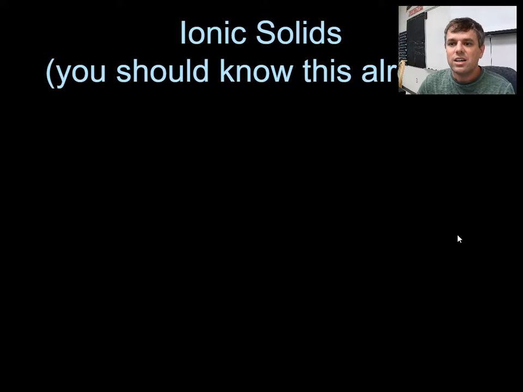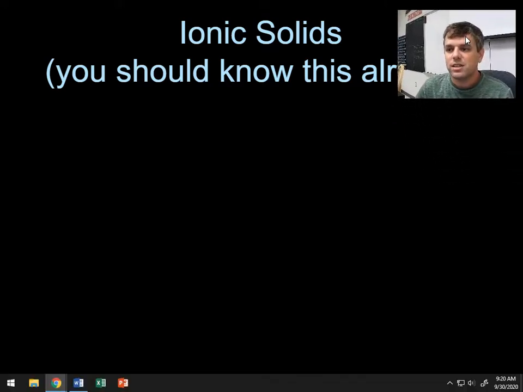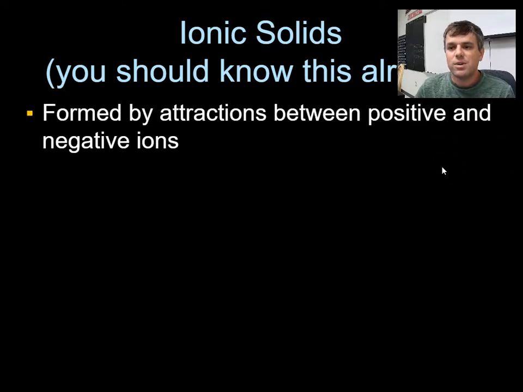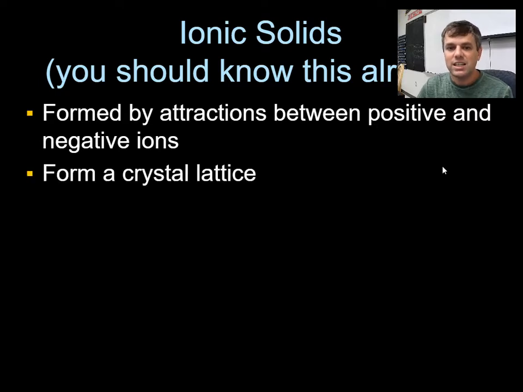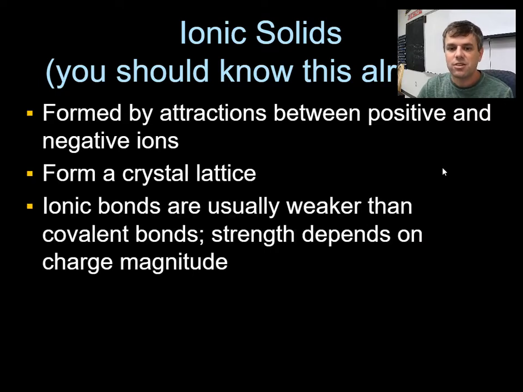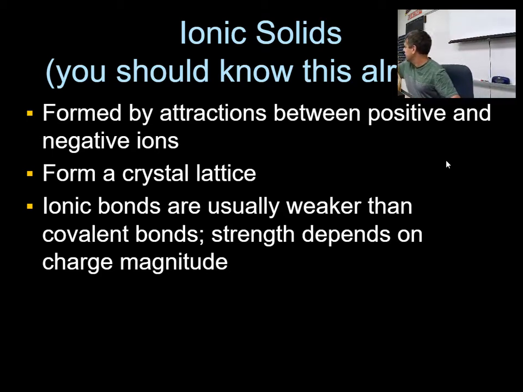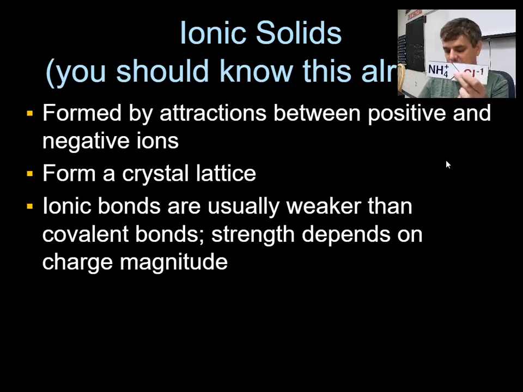Now, for ionic solids, which you should know this already, they are formed by the attractions between positive and negative ions, and they form a crystal lattice structure. And ionic bonds are usually weaker than covalent bonds, and the strength depends on the magnitude of the charges. But they form this lattice structure where you have the positive and the negative, and then you have negatives and the positives, and they kind of form this three-dimensional lattice structure.